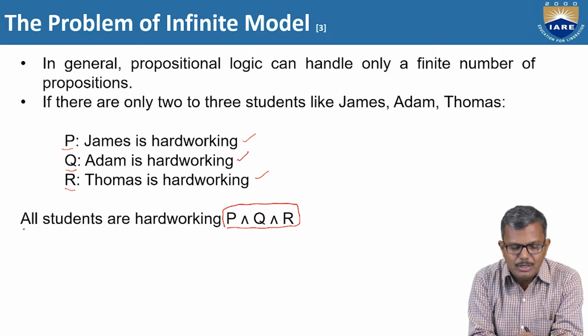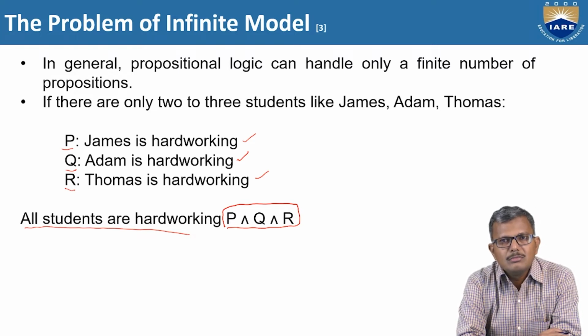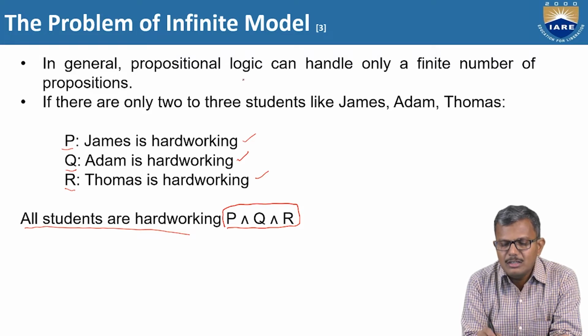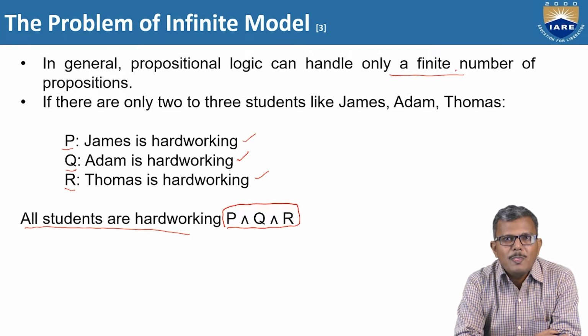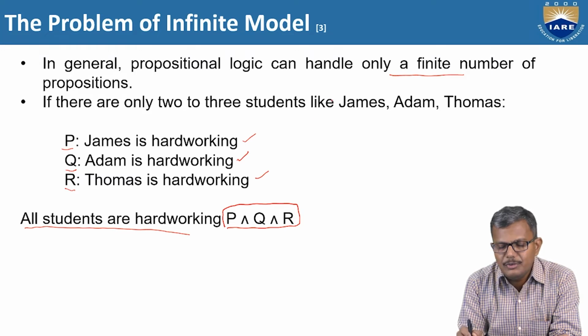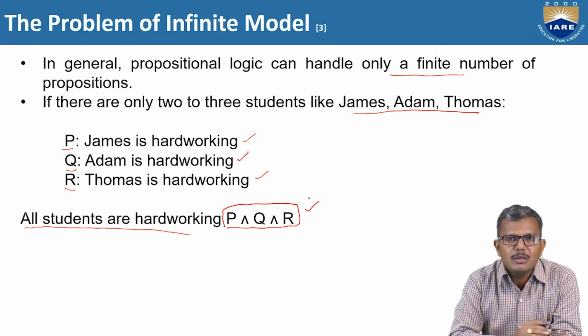But what happens if I want to represent the same sentence saying that all students are hardworking? This is one example through which we can understand that propositional logic has some limitations to represent knowledge. So we have to go for the usage of predicate logic. That's why I am telling that propositional logic can handle only a finite number of propositions. Why? Because every time you are going for specific ones. If your class has only James, Adam and Thomas, then this kind of representation is okay.